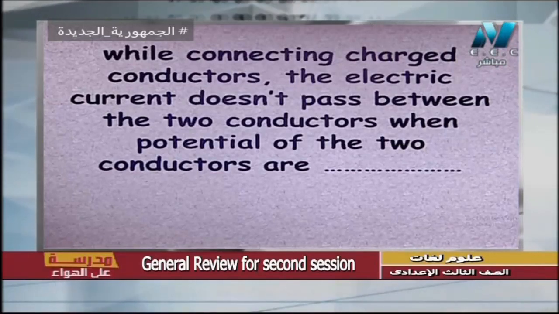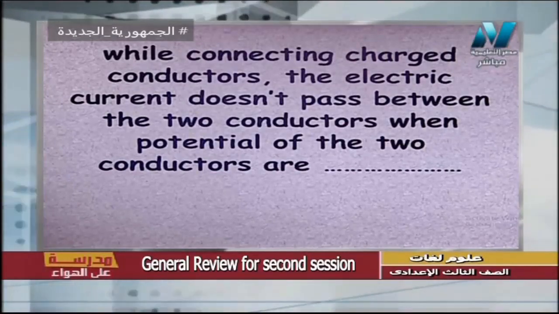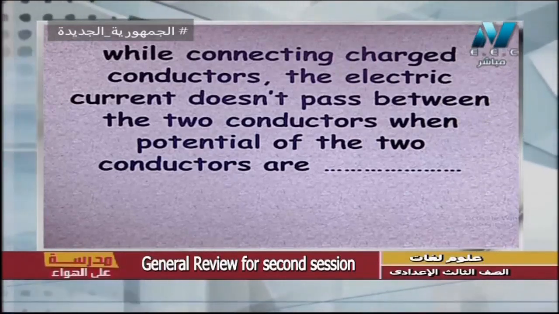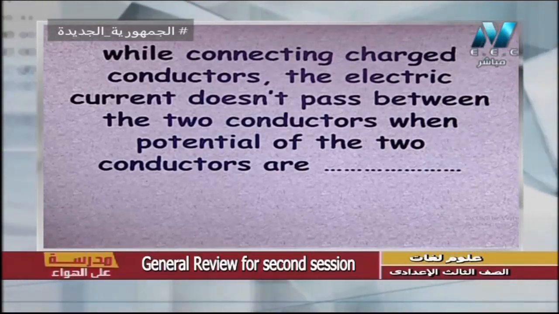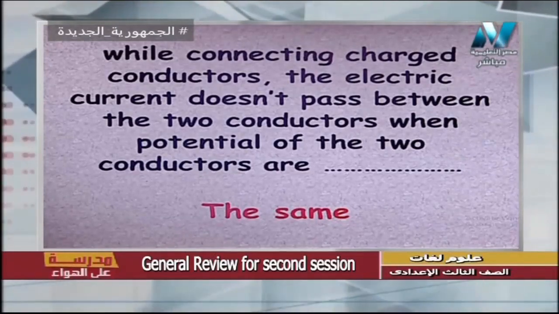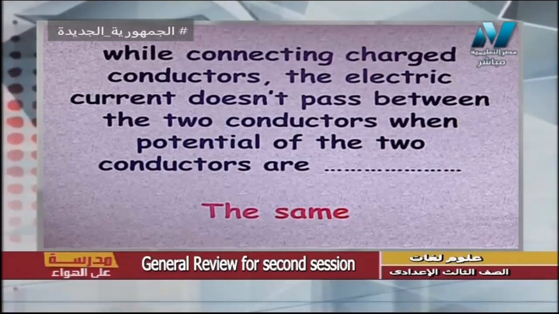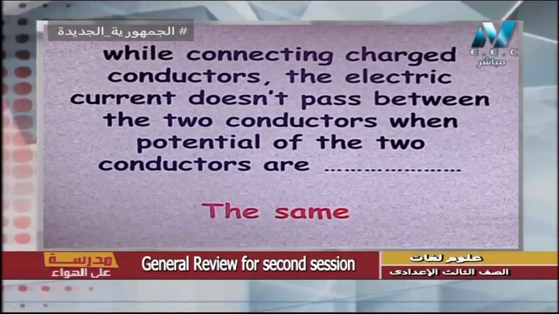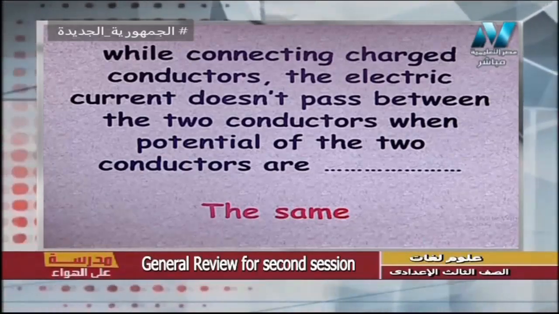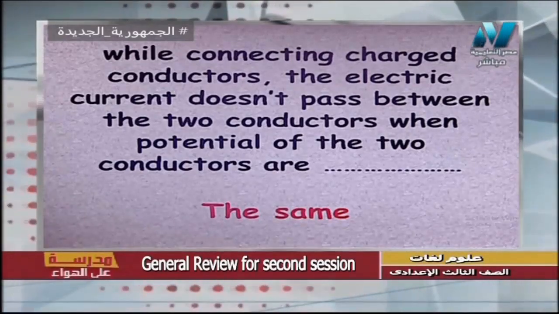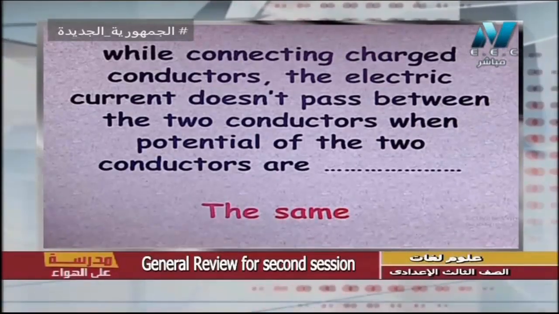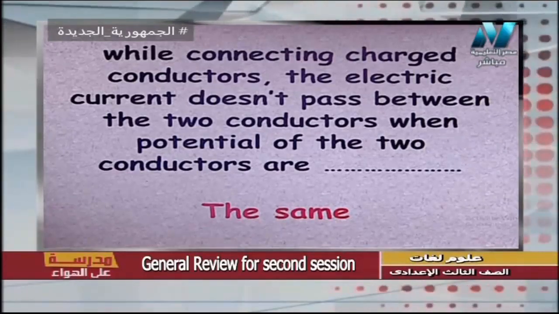While connecting charged conductors, the electric current doesn't pass between the two conductors when the potential of the two conductors are what? The same, or equal. Here it asks: when we connect two conductors together, when does no current pass between them? When both have the same electric potential, equal potential, so no current passes.